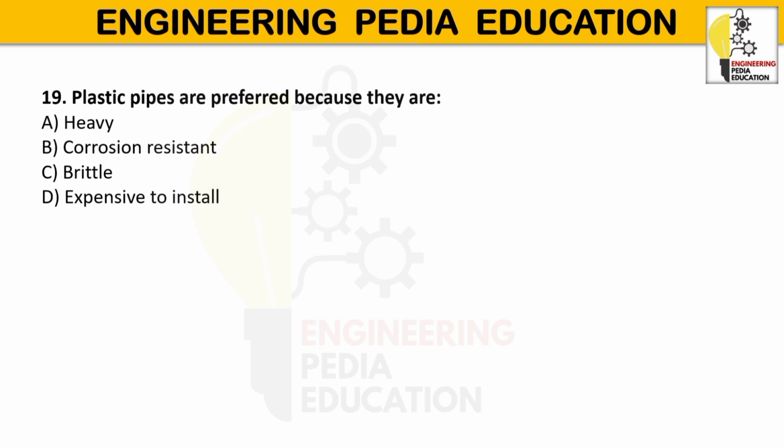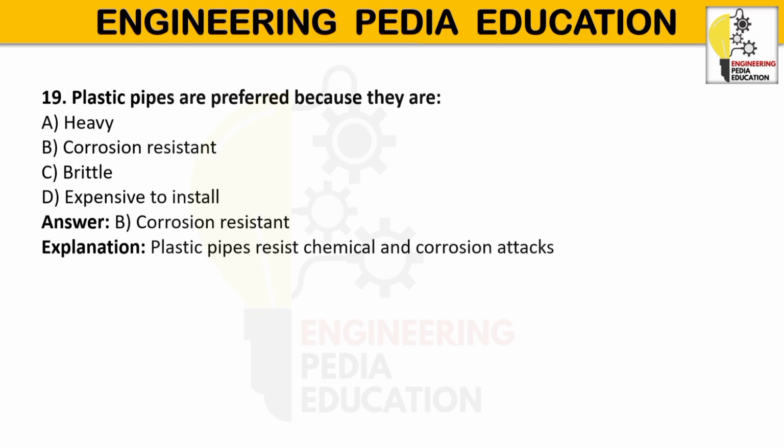Plastic pipes are preferred because they are heavy, corrosion resistant, brittle, expensive to store. Plastic pipes are preferred because they are corrosion resistant. Plastic pipes resist chemical and corrosion attack.